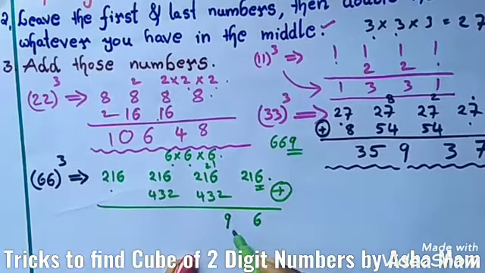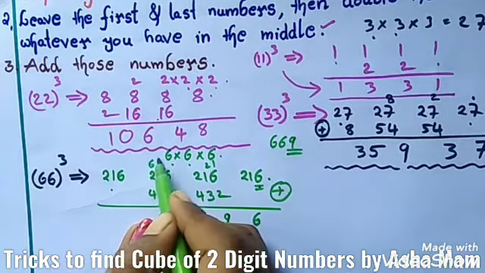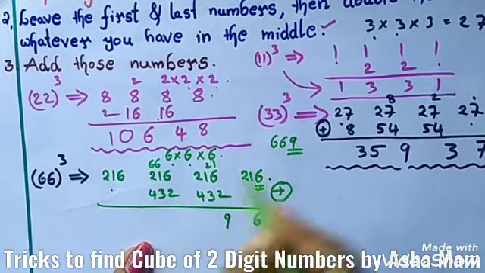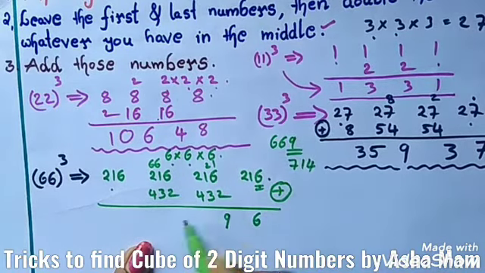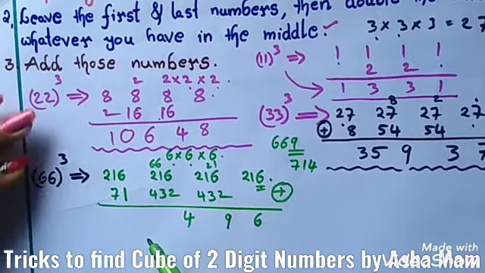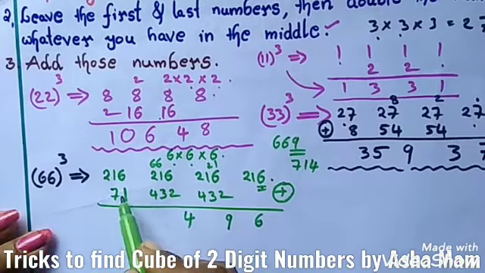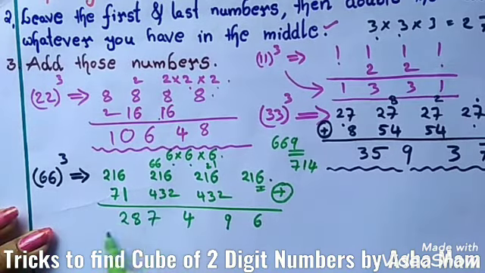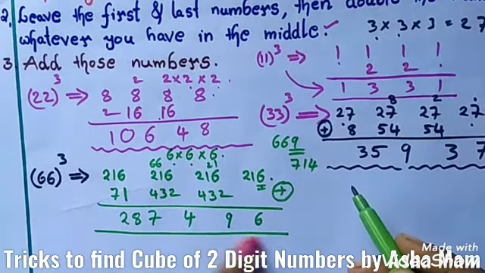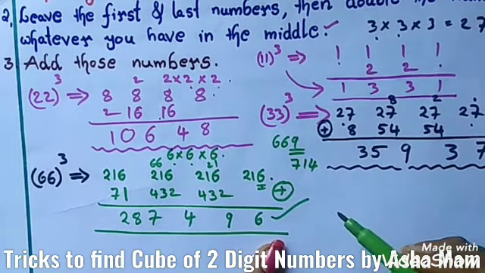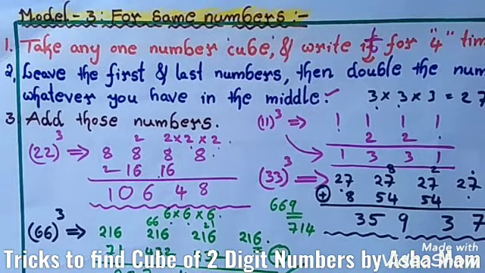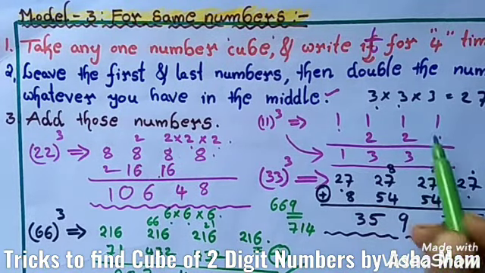That 9 you have to write here. 66 is carried forward. 66 plus 216 plus 432 is 714. Here is 4, here is 71. Now 216 plus 71 and 287. So this is the answer. 66 cube is equal to 287,496. This is the answer. Okay students, this is about model 3 for same numbers. How can we find out the cube of same numbers if the number has same digits?